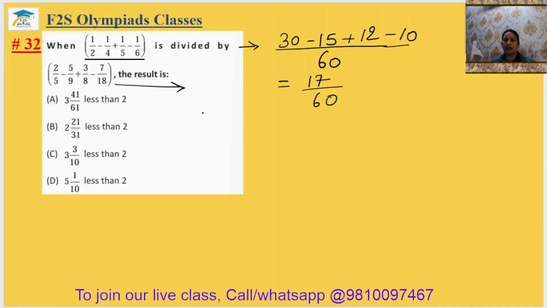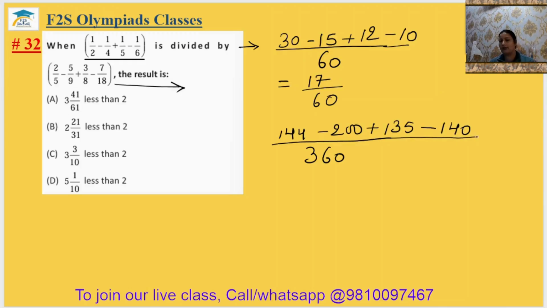Okay, in the next part, you will get 18 as the LCM of 5, 9, 8, 18. You will get 360. Okay, changing the numerators: 5 times 360 over 5... the 2 will become 144, 5 will become 200, 3 will become 135 and 7 will become 140. Being a grade 7 student, you should know how to simplify it. So you will get minus 61 by 360.